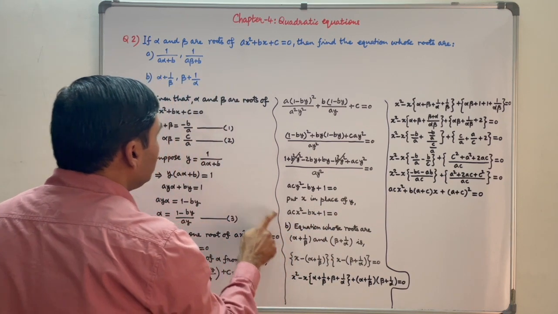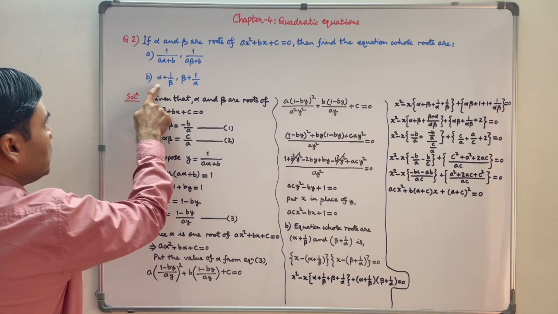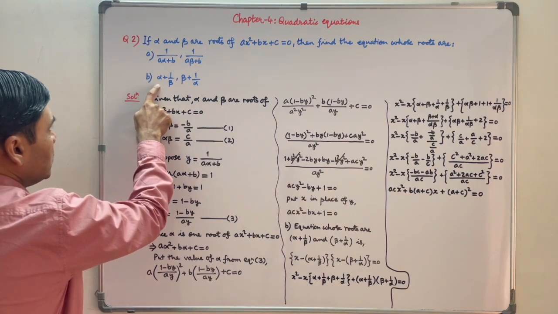Part B. We cannot apply transformation of an equation method here because if we put y is equal to alpha plus 1 by beta, we cannot write alpha in terms of y because beta will also be there. So we will change our approach here.